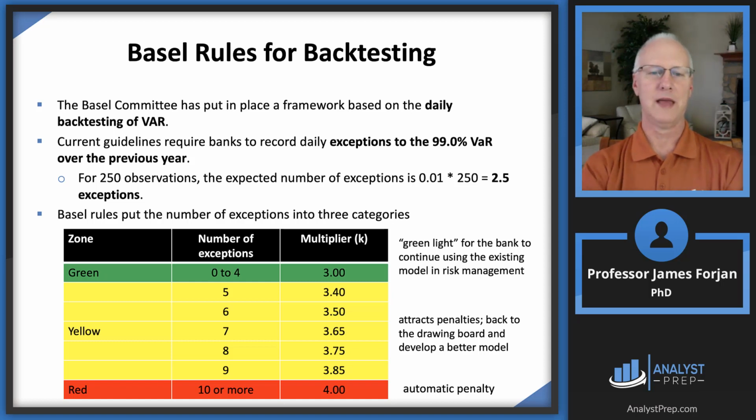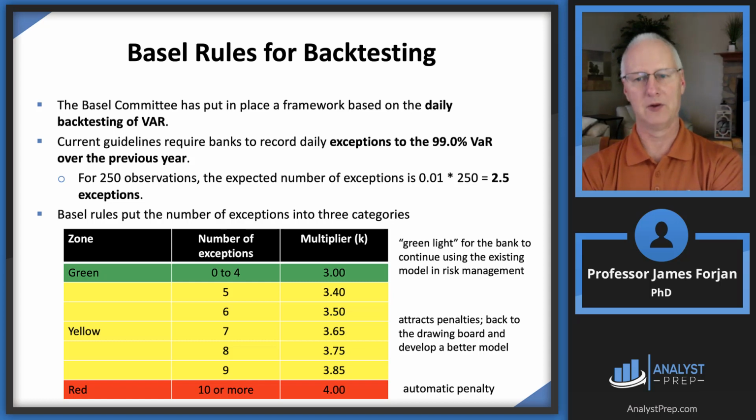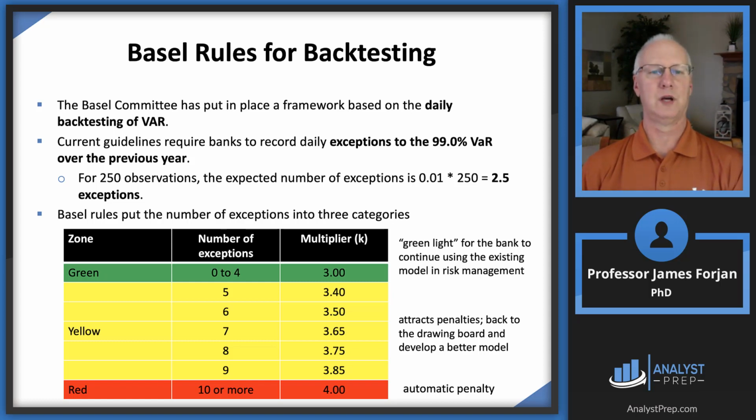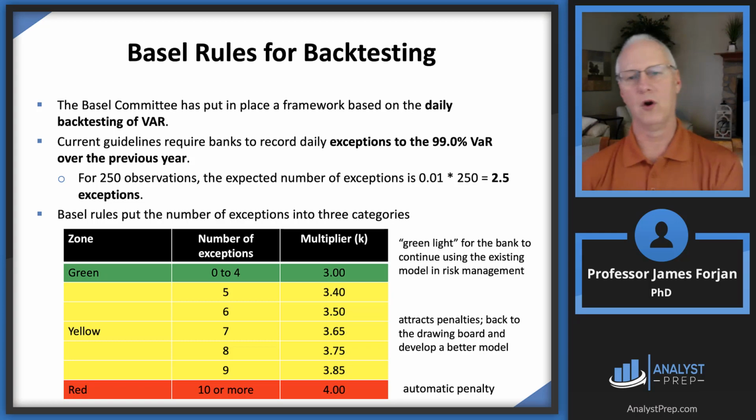All right, so note in that middle column the number of exceptions. If you go from 0 to 4, that's a green light. 10 or more is a red light. And then 5 to 9, boy, there's a wide range to try to figure out whether or not we're going to attract a penalty, or if we need to continue using the model, make some small adjustments, make some large adjustments. Remember, the goal is to put together a value at risk model so that we don't underestimate or overestimate risk.